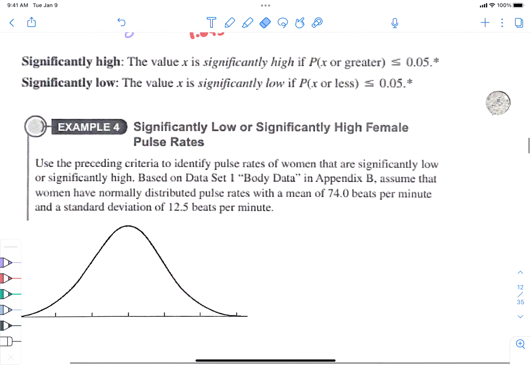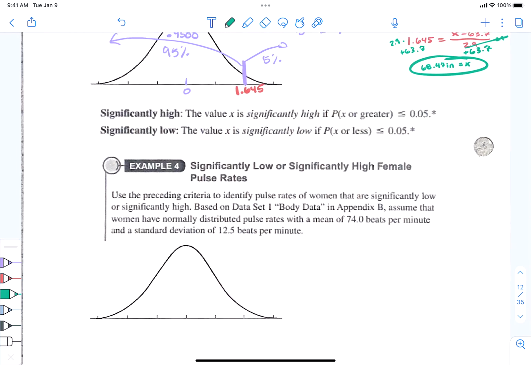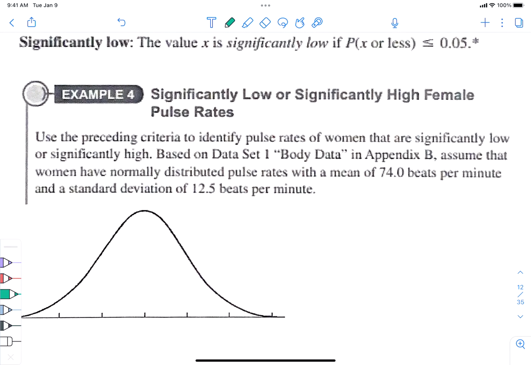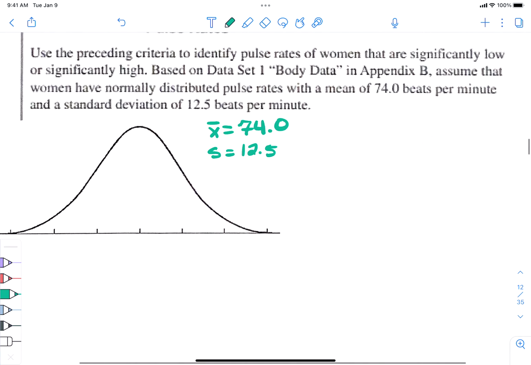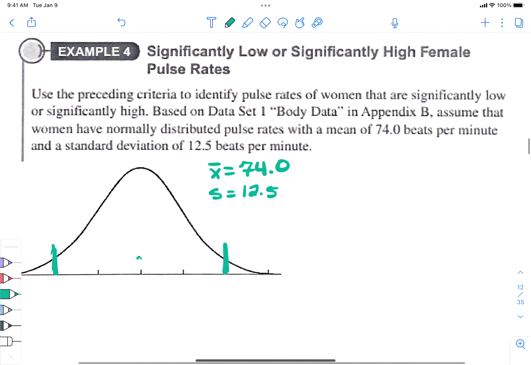So, example 4, significantly high versus significantly low. We know 2 standard deviations is significantly high or significantly low. Use the preceding criteria to identify pulse rates of women that are considered to be significantly high or significantly low. Assume that women have normally distributed pulse rates with a mean of 74.0 and a standard deviation of 12.5. So we know the z-score is 2, so 2 above and 2 below is considered significantly high and significantly low.